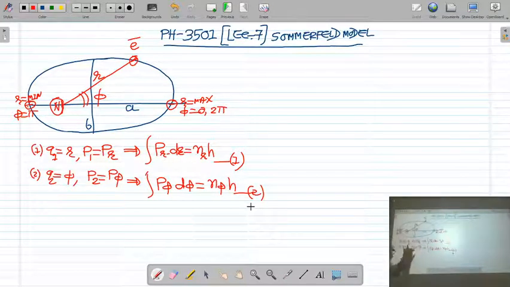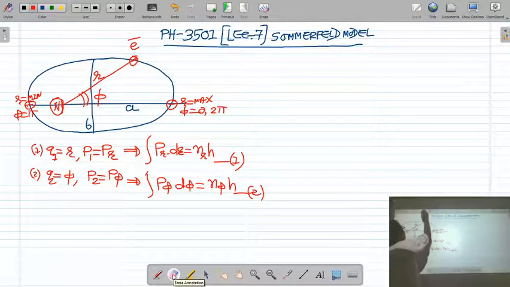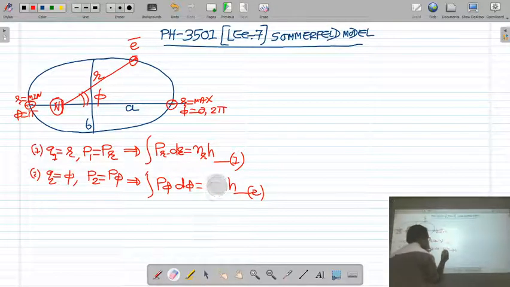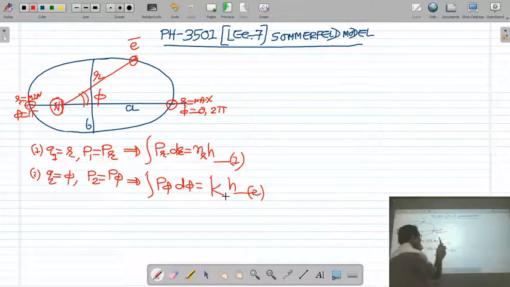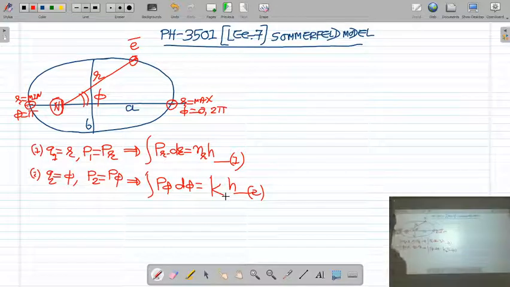For the r coordinate, according to the Wilson-Sommerfeld quantization condition, the phase integral p r dr is equal to n r h. n r is for the radial quantum number. For the phi coordinate, the phase integral is the integral of p phi d phi equal to n phi h, where n phi is for the azimuthal quantum number, denoted by k. So n r is the radial quantum number, and k is the azimuthal quantum number.